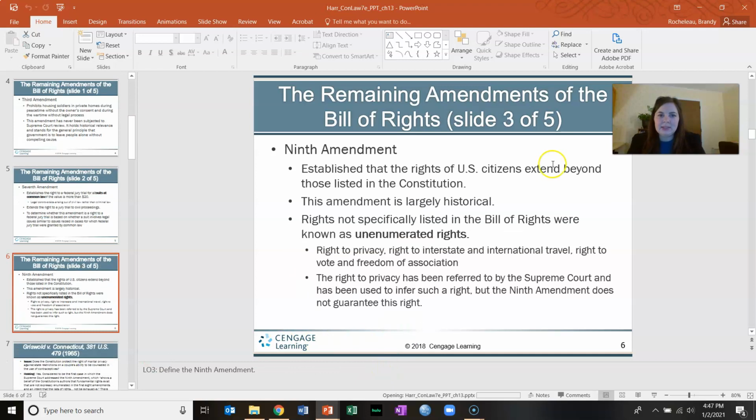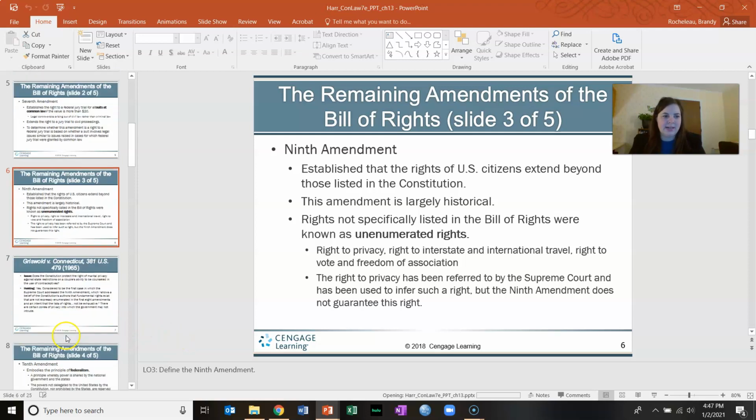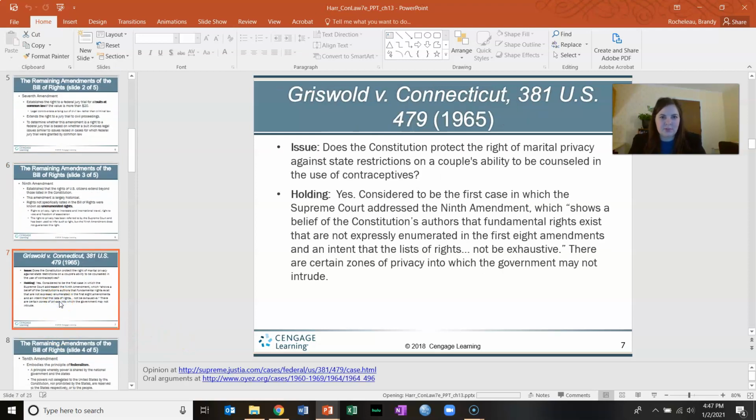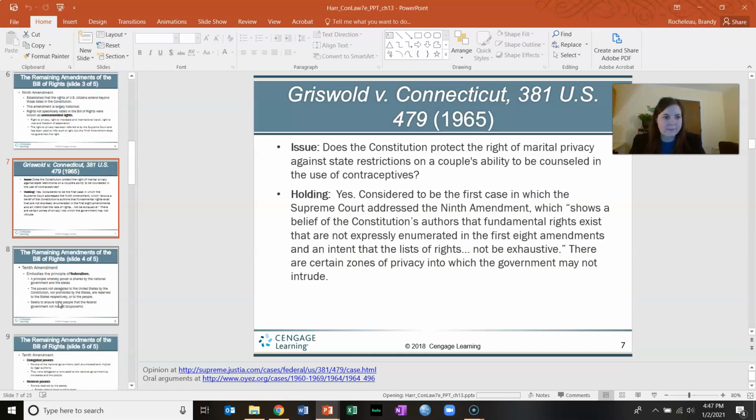The 9th Amendment establishes that the rights of United States citizens are not limited to those in the Constitution or the preceding Bill of Rights. This is largely also historical, and rights that are not specifically listed we call unenumerated rights. So these are the right to privacy, to interstate travel, freedom of association. Those are the types of rights that are thought to be protected here. An example is the Griswold versus Connecticut case.